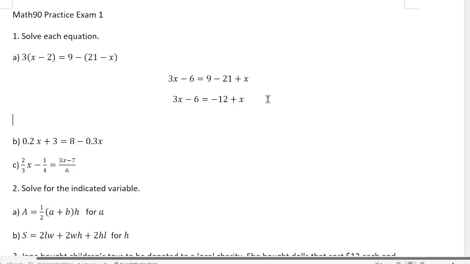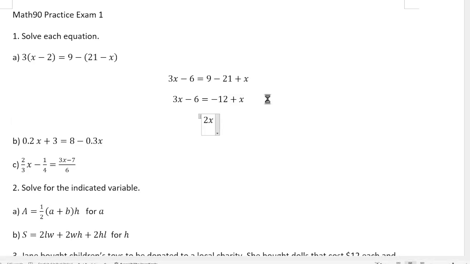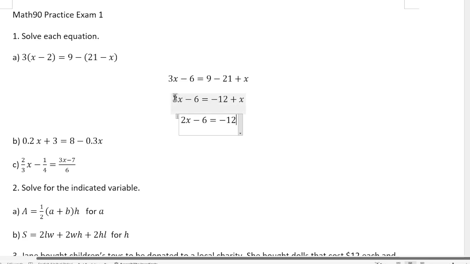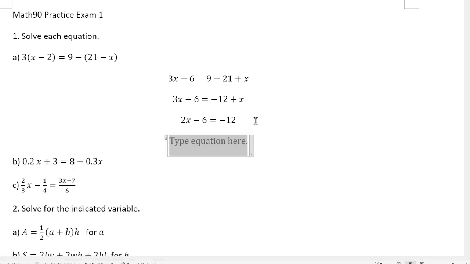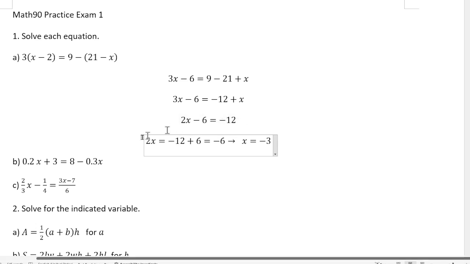Subtract x both sides, so you get 2x minus 6 equals negative 12, because 3x minus x gives you 2x. And now add 6 both sides, you get negative 12 plus 6, which is negative 6. And then finally dividing by 2, you get x equals negative 3.